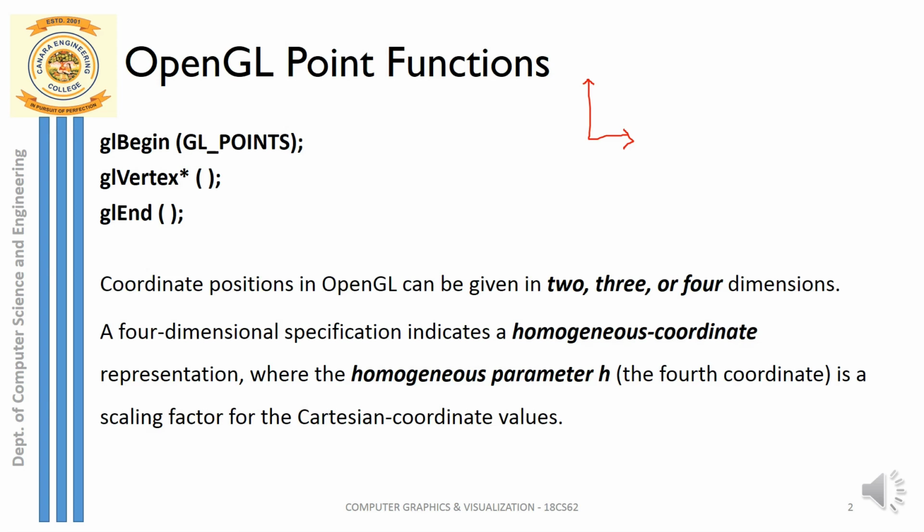I can display it in two ways. One is directly specifying the vertex. So if at all I want to display a point, how many vertices, minimum vertices I require? For a single point, only one vertex is enough. Right? So for a single point, only one vertex is enough.